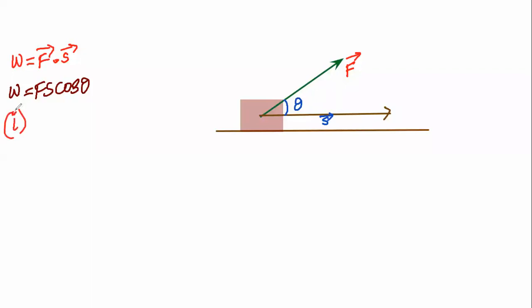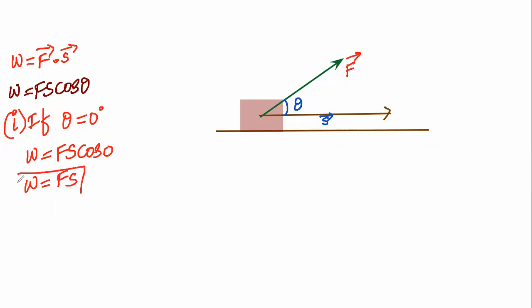First, if the angle between the force and displacement is 0 degrees, then work done is equal to Fs cos 0. That means it is positive work done. We get plus Fs because cos 0 is equal to 1. Work done W is equal to F into S. This is called the positive work done.